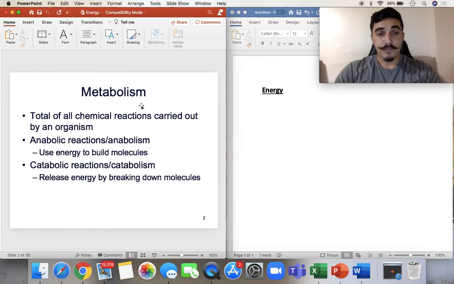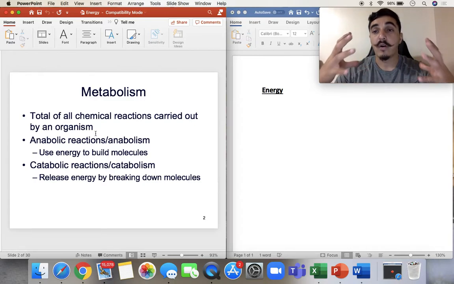So talking about metabolism, metabolism would be the total of all of the chemical reactions carried out in an organism. So everything we're breaking down, that will be the metabolism. So it's a total of all chemical reactions. So every time we eat, every time we break down different substances in our body, we are going through chemical reactions. We're breaking stuff down, we're creating other stuff. So the total of all of that would be our metabolism.